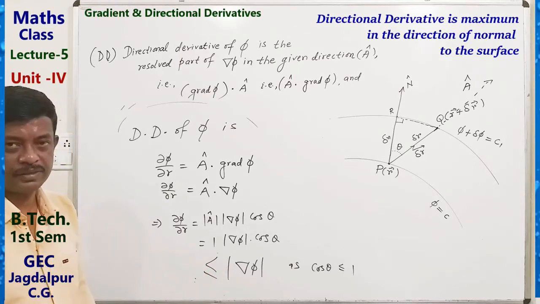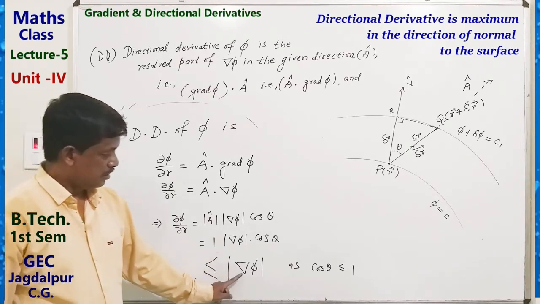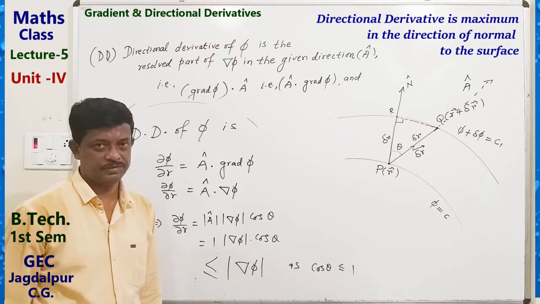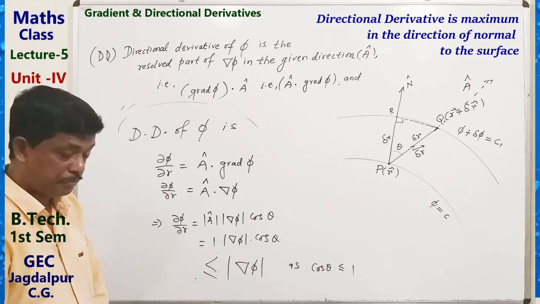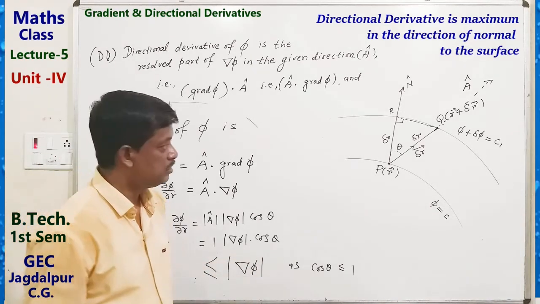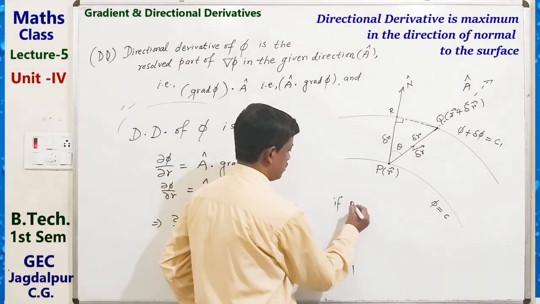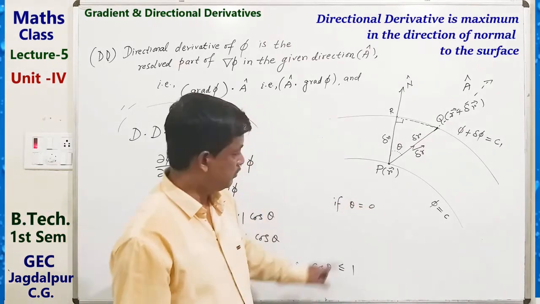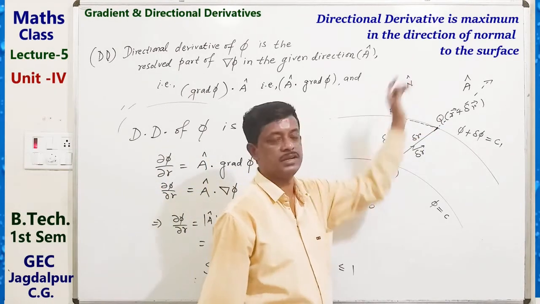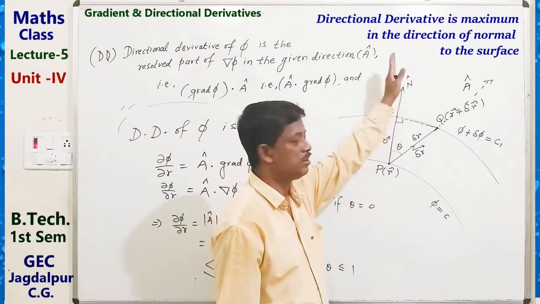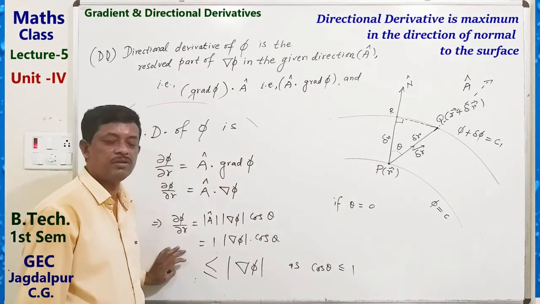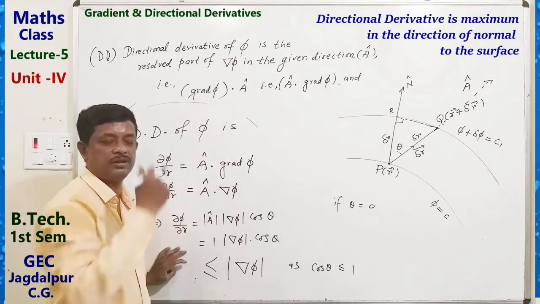Del phi gives the maximum directional derivative, because for getting the maximum value cos theta equals 1. So if theta equals 0, then this direction is along this direction, that is the normal direction. So the maximum directional derivative is along the normal direction.